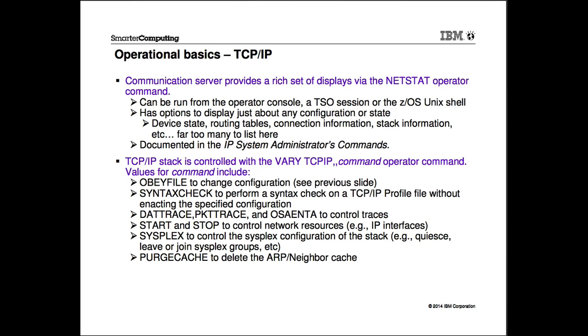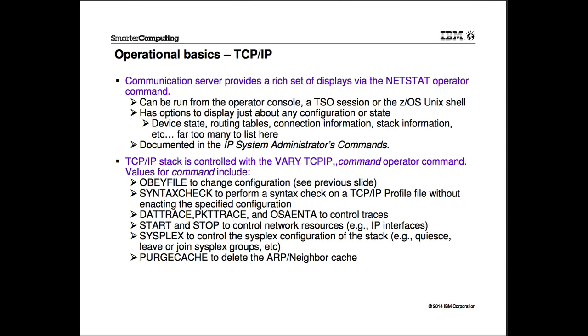Now, to control the TCP/IP stack, there is the VARY TCPIP operator command. And the VARY TCPIP operator command has different subcommands, including OBEYFILE to change configuration. There's also a VARY TCPIP SYNTAXCHECK that lets you perform a syntax check on a TCP/IP profile without enacting the specified configuration. That's important on the mainframe because a mainframe running in production is a pretty key part of a customer's network. If you make a syntax change that hurts the mainframe, you probably hurt your whole business, and you're not exaggerating to say you're costing millions of dollars an hour for downtime. So by providing a syntax check, we let you run the configuration through and make sure that it's not going to blow things up before you actually apply it.